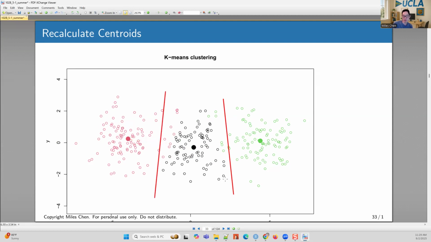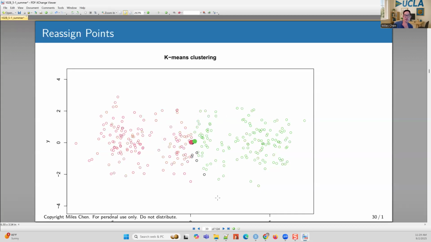I don't know. Okay, so we reassign points. All right, so going from there to there. Yeah, kind of. All right, and then recalculate centroids, reassign points. So you just kind of go back and forth. Recalculate centroids, reassign points, reassign points, recalculate centroids, reassign points, recalculate, reassign. And then here, between, I'm flipping back 35 to 36. Really, there were two reassignments, this point and this point right here.